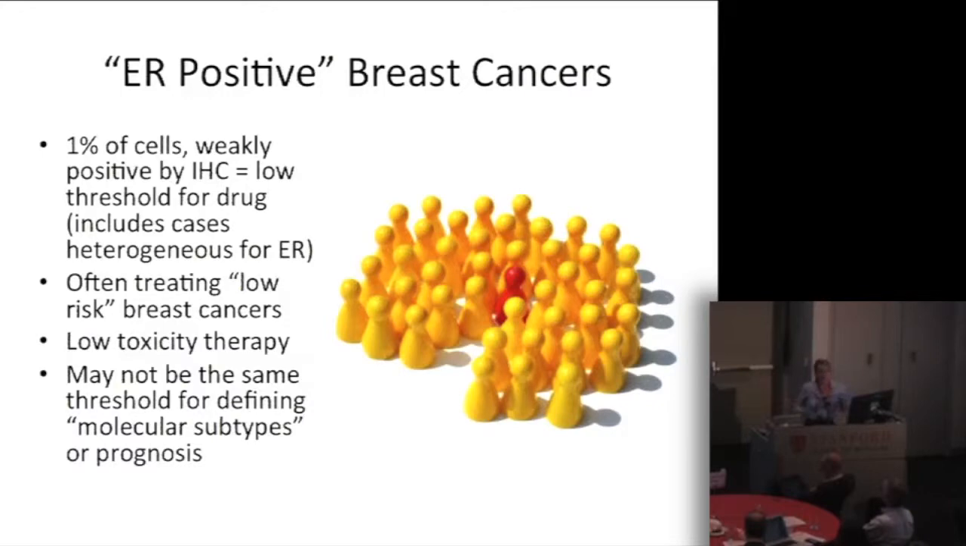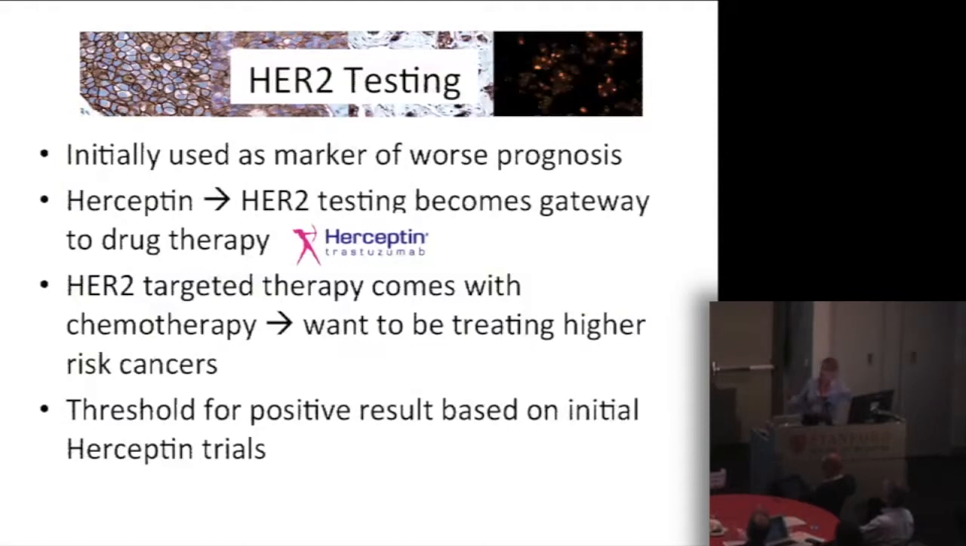And defining a breast cancer as hormone receptor positive when only 1% of the cells is staining may not do a good job of matching up with what our molecular subtypes, as we know them in breast cancer, are, like the basal-like breast cancer. If you have a weakly ER-positive breast cancer, 1% staining may not be the right threshold for defining that subtype. But we're really using drug therapy candidacy to define that positivity.